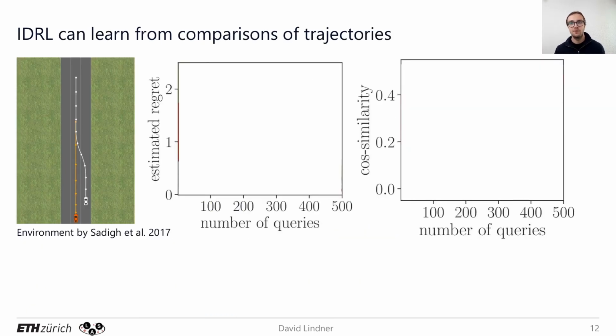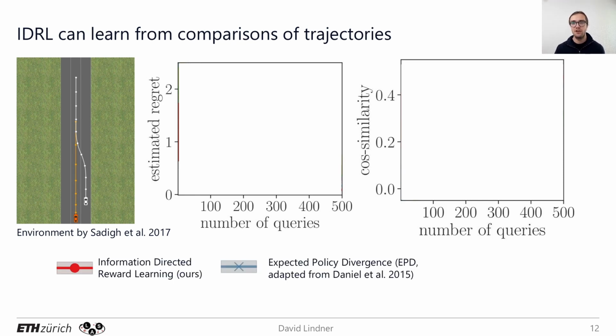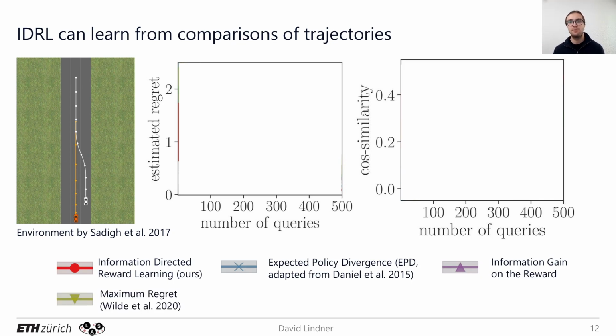Okay, so the next environment we consider is the simple driving simulator, which was proposed in prior work. So here we learn from comparisons of full trajectories. We again evaluate the return of the learned policy, which is the left plot, after a fixed number of queries for each point. And then we have the cosine similarity of the learned reward model, which tells us how well the learned function matches the true underlying reward function. We compare again information-directed reward learning to EPD and information gain on the reward. Then there is this maximum regret method, which is specifically designed for comparisons of trajectories, and uniform sampling.